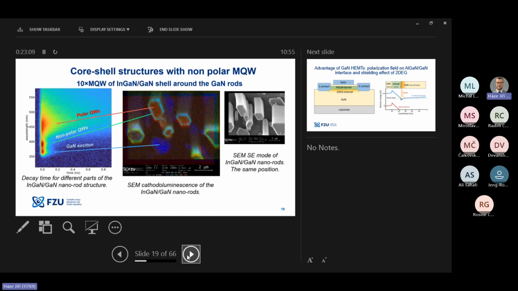I'm not sure if maybe the auditorium knows that gallium nitride is a polar semiconductor. Okay, so I just wasn't sure.